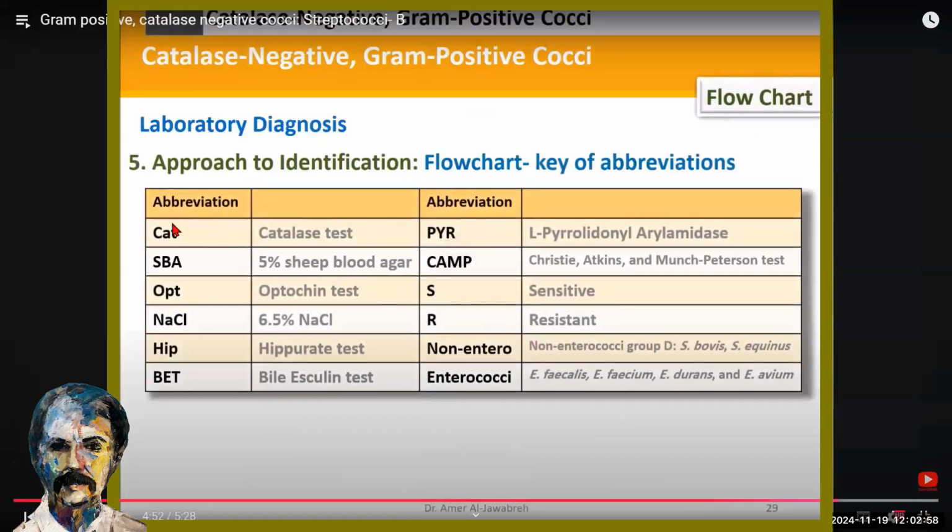These are just the abbreviations you saw: CAT, catalase; SBA, sheep blood agar; hippurate test; BET, bile esculin agar. Enterococci like faecalis, faecium, durans, and avium. Non-enterococci like group D, like bovis and equinus. R is resistant, S is sensitive, and CAMP is the Christie Atkins Munch-Petersen test. These are scientists who developed this test. And PYR is L-pyrrolidonyl arylamidase. These here we will have them in the lab: PYR, CAMP, and others. Okay, BIT also, we will talk about them in the lab.